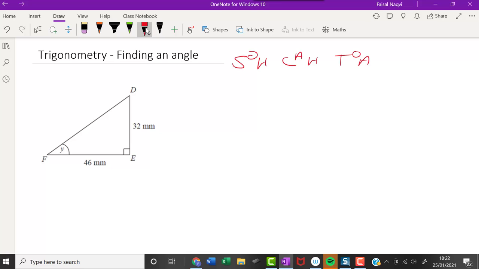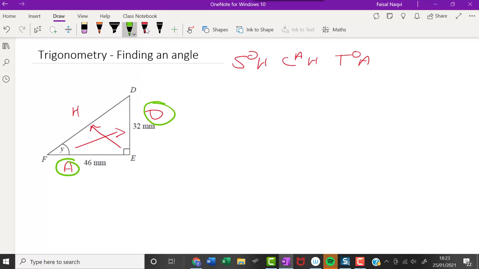For my next step, I have to label up the triangle. The side opposite the right angle is my hypotenuse. The side opposite my angle is my opposite. And the side next to the angle is my adjacent. And then I say, which sides do I have or which sides do I want? Well, I have my adjacent and I have my opposite.